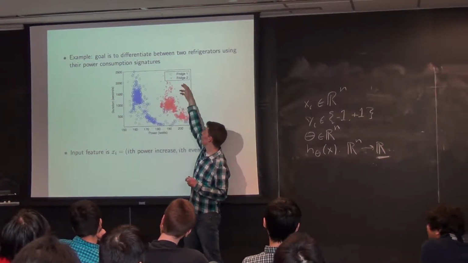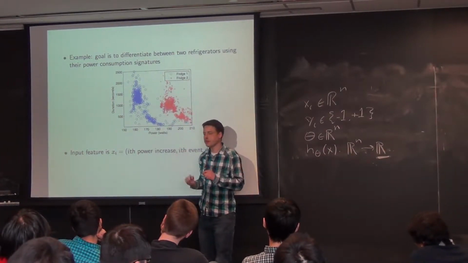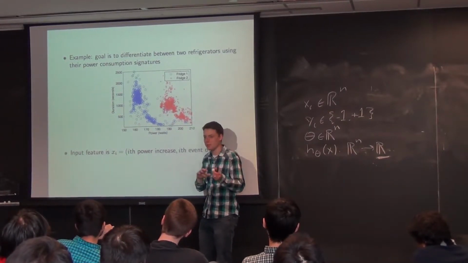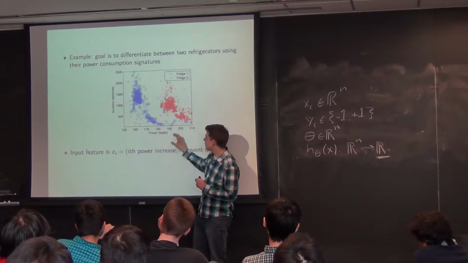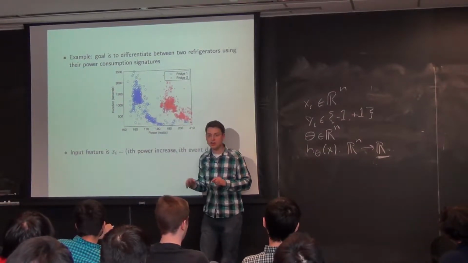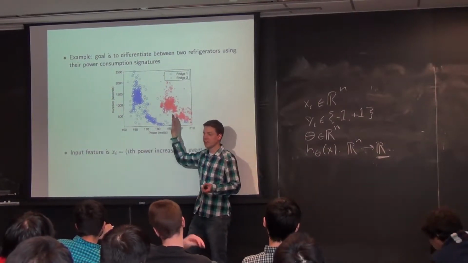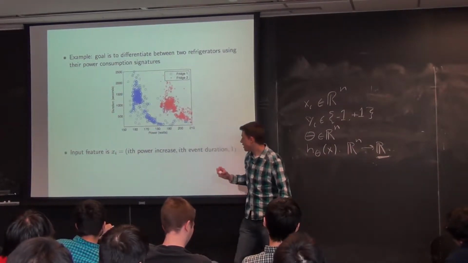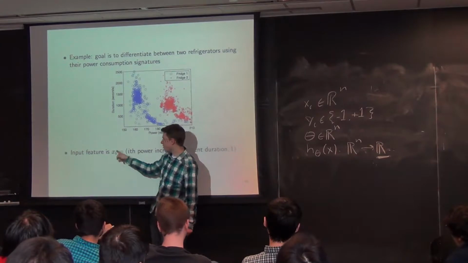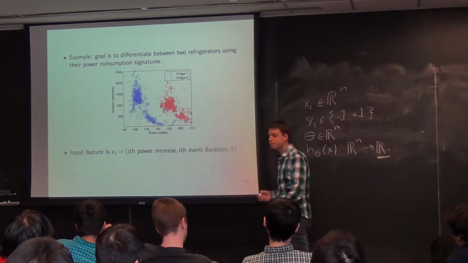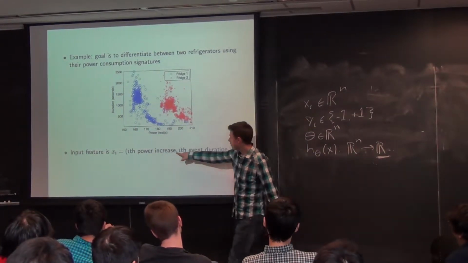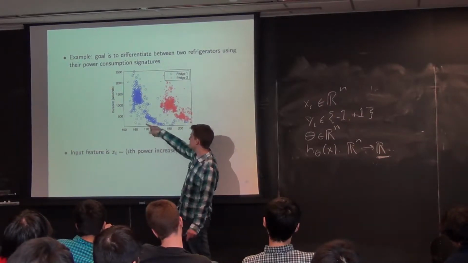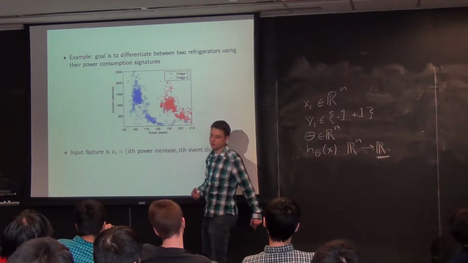These are the same 2 fridges at different times they turn on and off. This is how a fridge works: it turns on for a little while and then turns off to keep the inside cool. There is some variance here, so you can't always tell perfectly, but you can get a pretty good sense of whether it's this one or this one. The input feature here, x_i, would be a vector in R3 that includes the power increase, that's this axis, the event duration, that's that axis, and then a constant term 1.